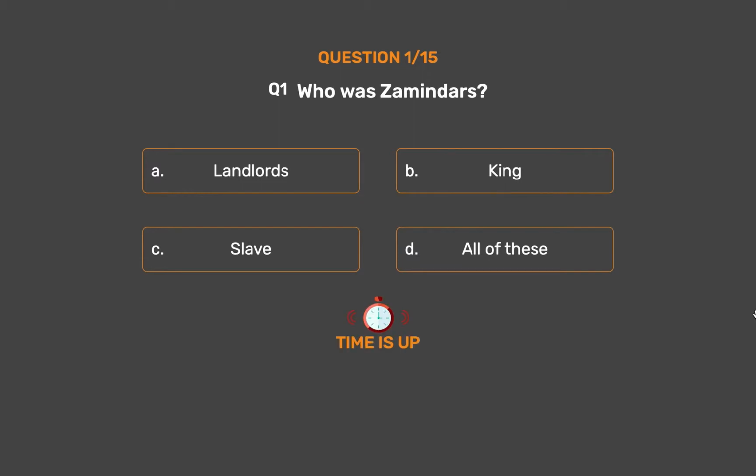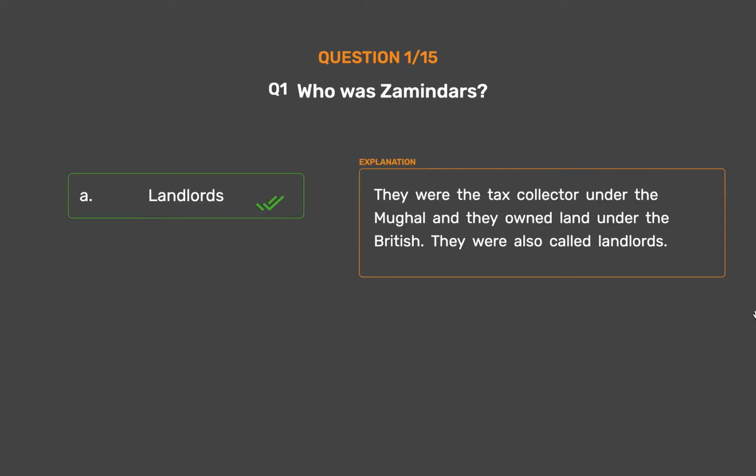The correct answer is Option A. Landlords. They were the tax collector under the Mughal and they owned land under the British. They were also called landlords.